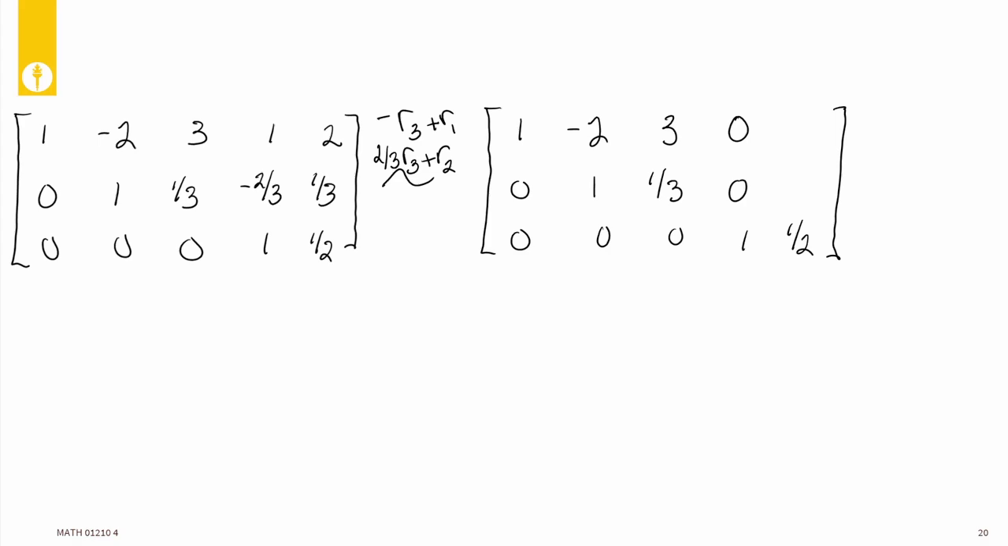2/3 times 1/2. Oh, yes. 1/3 plus a third. Oh, yes, that was easy. I like that. -1/2 plus 2. Now it's just one more thing to do, right? Two row 2 plus row 1.